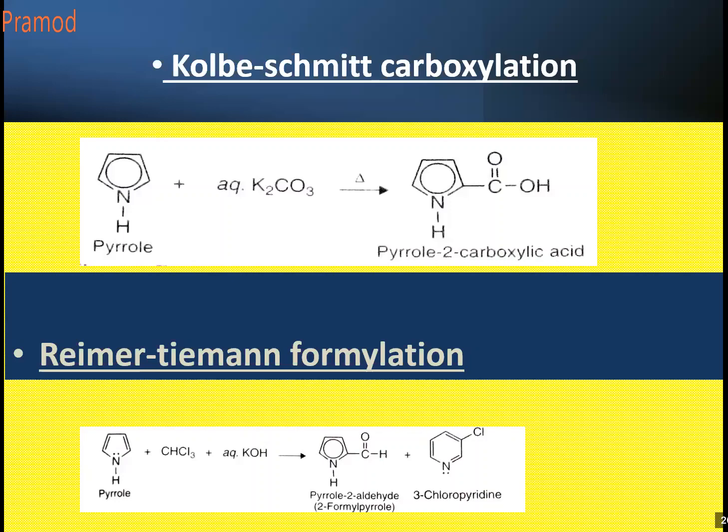Next is Reimer-Tiemann formylation. The reactions are similar to phenol. Pyrrole reacts with chloroform in the presence of KOH to form pyrrole 2-aldehyde and another product, 3-chloropyridine. So ring enlargement can also take place in the Reimer-Tiemann reaction, and you get pyrrole 2-aldehyde or 2-formyl pyrrole. This is the Reimer-Tiemann reaction, similar to that of phenols.